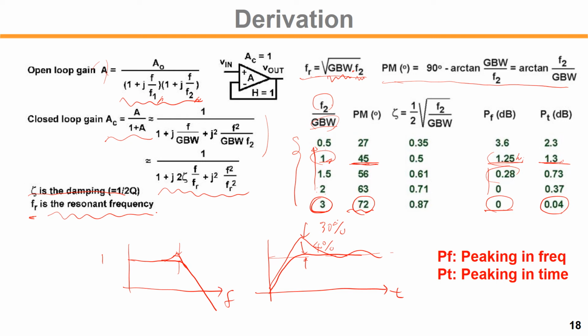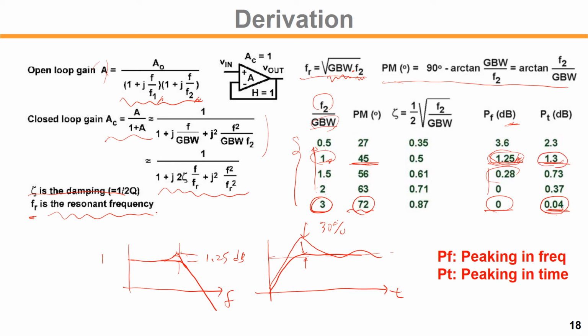This is in dB, I'm sorry. This is the 1.25 dB larger peaking, right? Okay. And this is 0.4 dB, 0.04 dB. This is not the percent here. Very small amount of the peaking here.